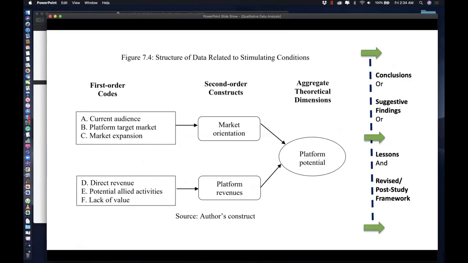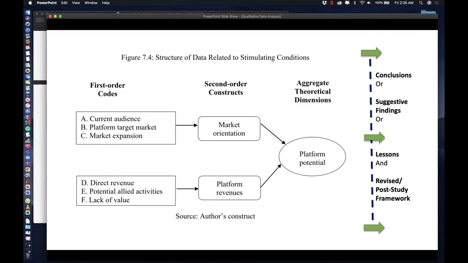So this is an example. At the first order level, Joseph found current audience, market platform, platform target markets, market expansion. Then he also has direct revenue, potential allied activities, lack of value. All these things come together to inform the market orientation and platform revenue. Okay, so you have the second order ones coming together to define what we call the platform potential.